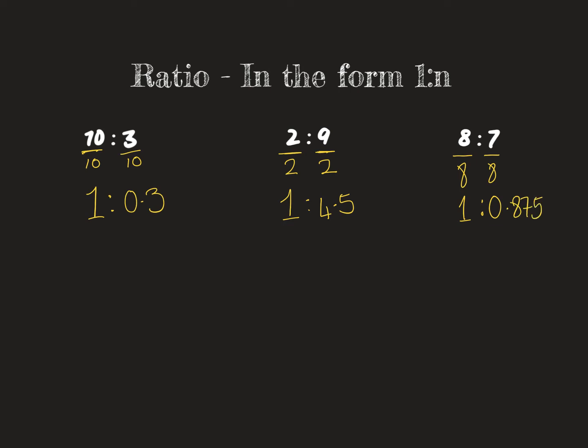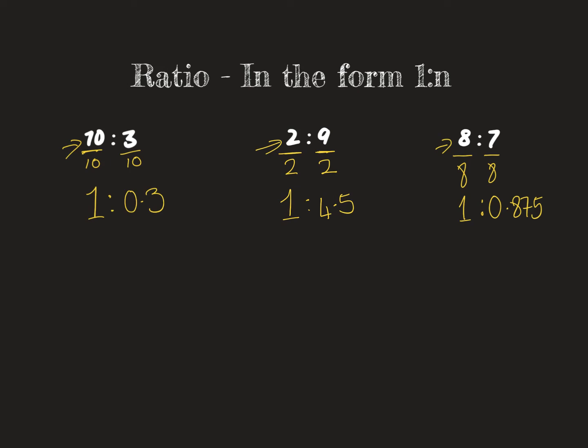So it's 1 to 0.875. And obviously, if you're doing a question like this, you need to check if they're asking you to round it to a certain number of decimal places. That hasn't been asked here, so we're just writing it down exactly as we get it in the calculator. If you notice in all of these examples, you're just dividing by the first number in your ratio. For the first one, you're dividing by 10. The second example, you're dividing by 2. And in the third example, you're dividing by 8.